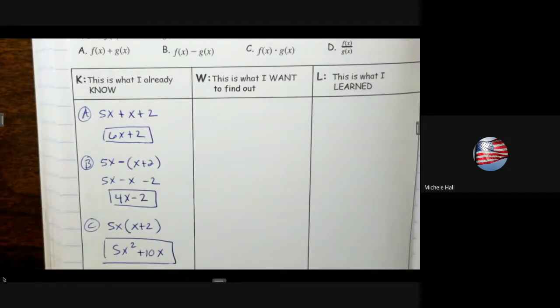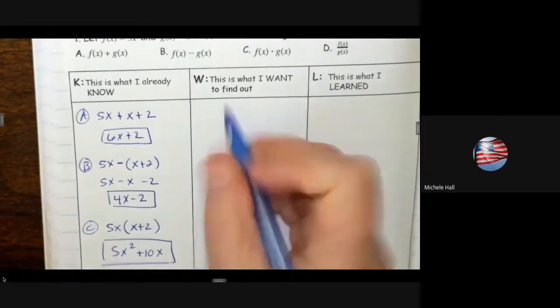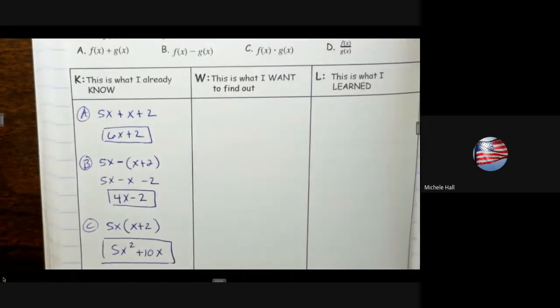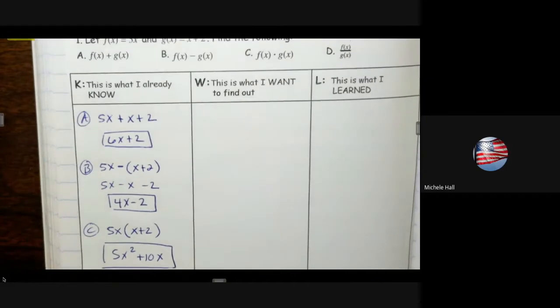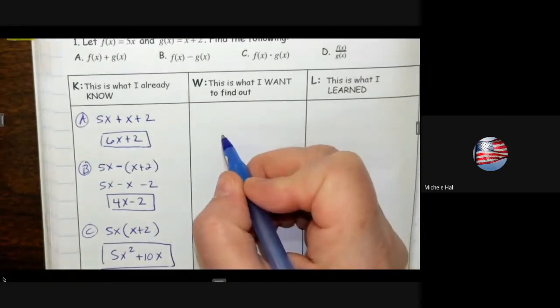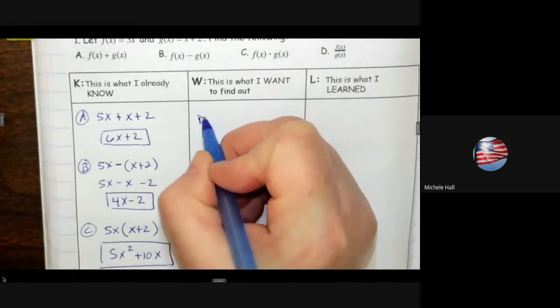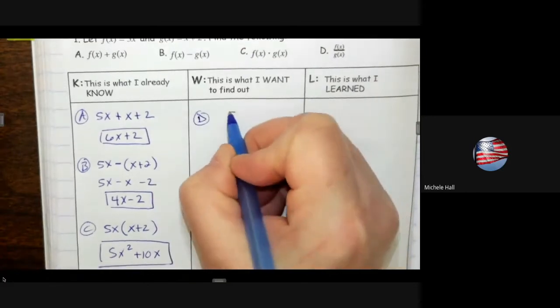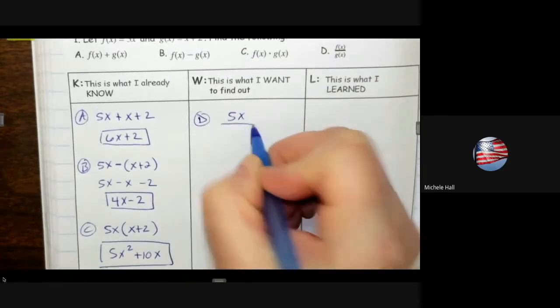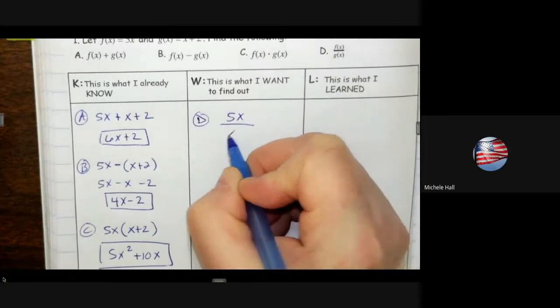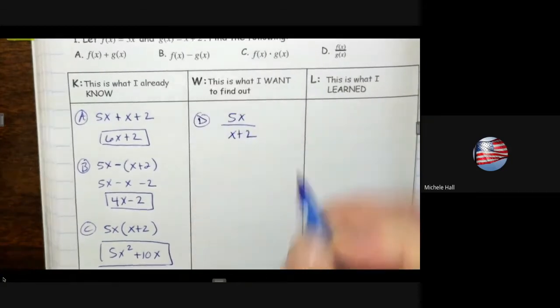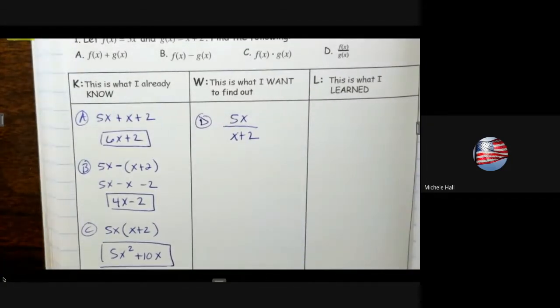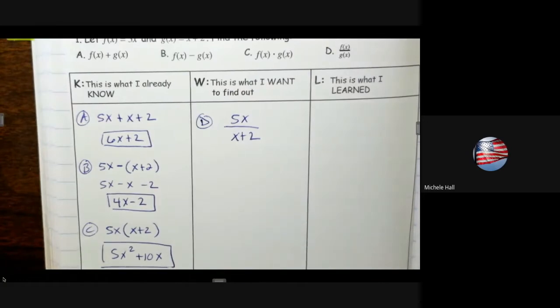Maybe you're wondering about the dividing one. Maybe you did the dividing in this column. It doesn't matter which column that you do it in. This is usually a lab that we do during class. And I'm going to do f of x divided by g of x here. F of x divided by g of x. What do you think? That is a final answer.